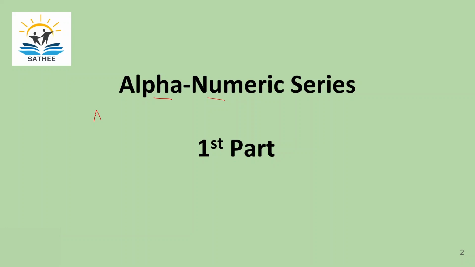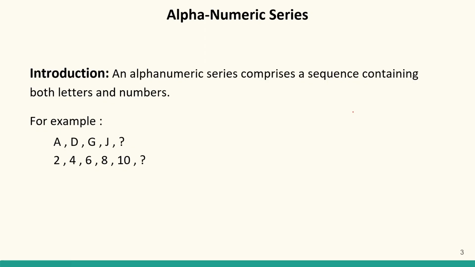So, alpha is basically alphabet and numeric deals with numbers. So in alphanumeric series, we will study how we can solve problems which involve alphabets and numbers and also symbols. So this will also come in alphanumeric series. Now this is the definition of alphanumeric series. It comprises a sequence containing both letters and numbers.